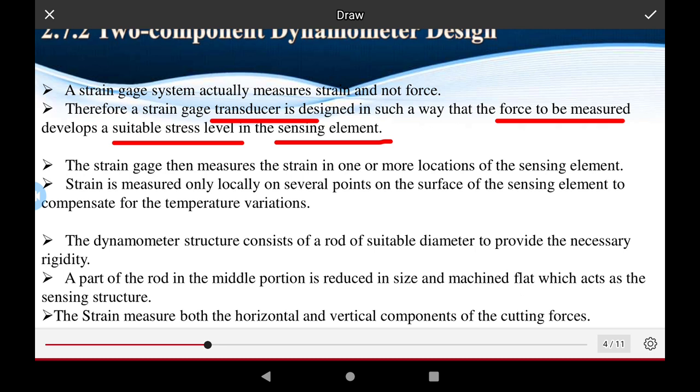The dynamometer structure consists of a rod, to provide the necessary rigidity. A part of the rod in the middle position is reduced in size to a mechanical flat, which acts as the sensing structure. The strain gauges measure both the horizontal and vertical components of the force.